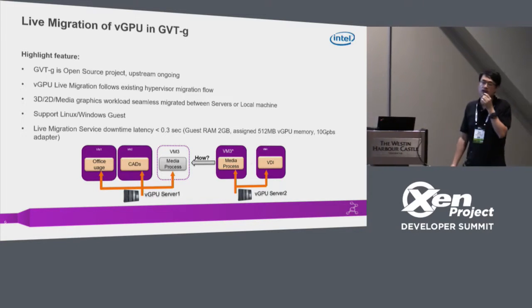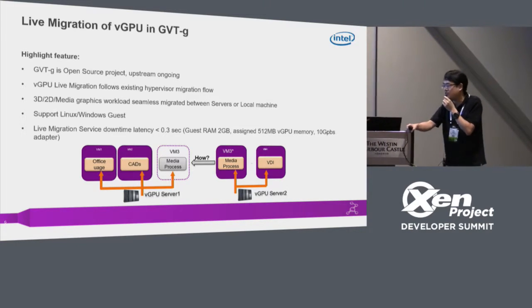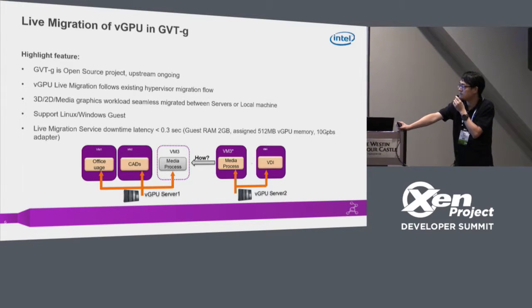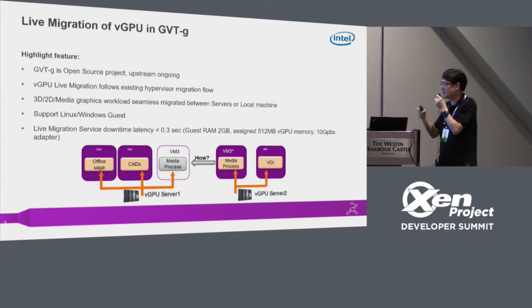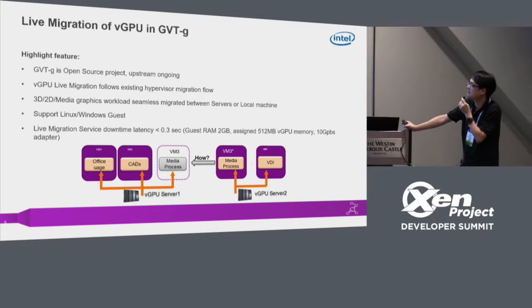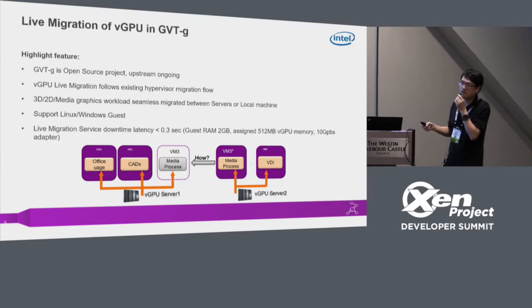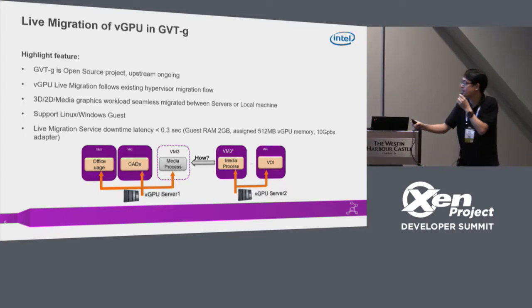For example, if you have media decoding 100 frames in a video file, and this guest was migrated to another server, on the other server side you get the same 100 frames, identically the same. There is no data loss. Currently, GVT-g supports Linux guests and also Windows guests: Win 7, Win 8, and Win 10.